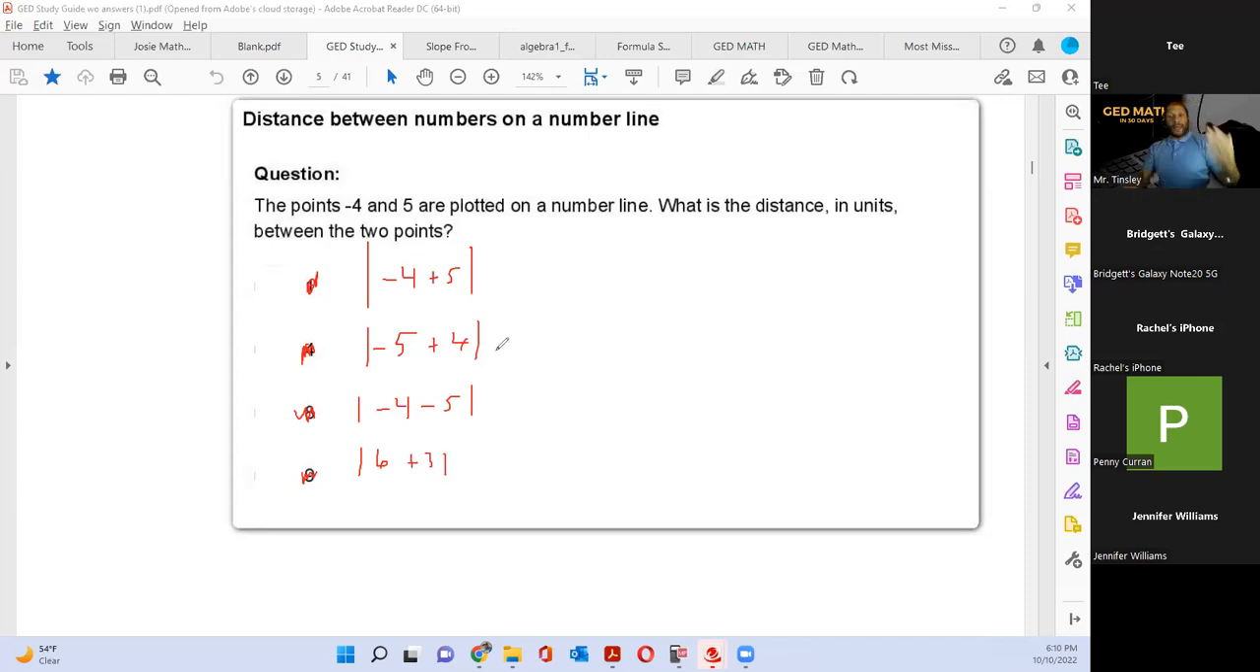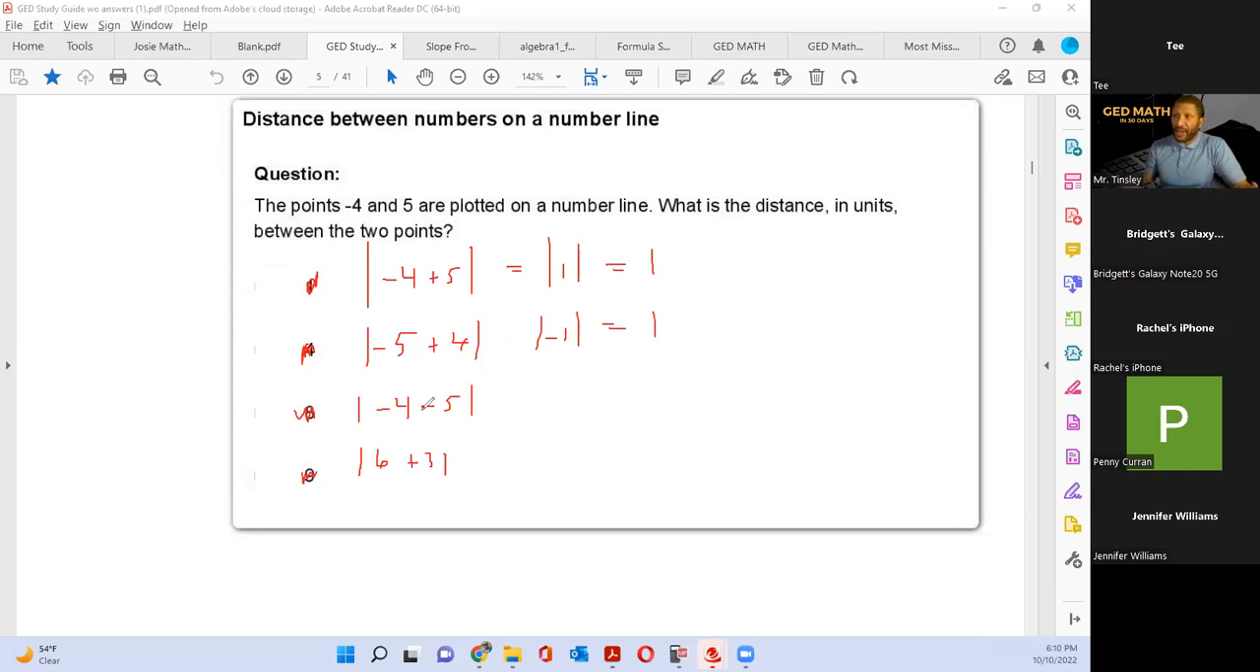Again, the absolute value is distance away from 0, but understand the absolute value. They also consider them like parentheses. So you do what's inside first. So -4 plus 5 is the same as the absolute value of 1, which is 1. -5 plus 4 is the absolute value of -1. But the absolute value of -1 is also 1.